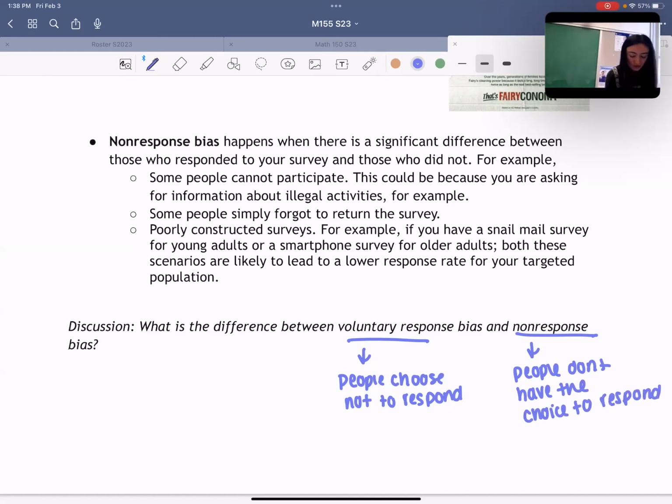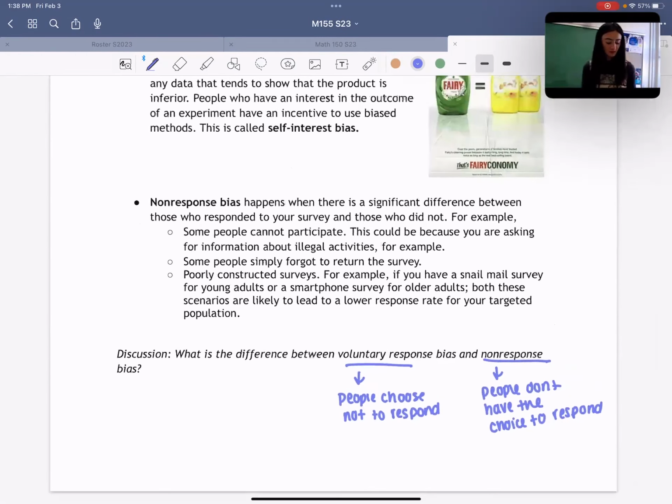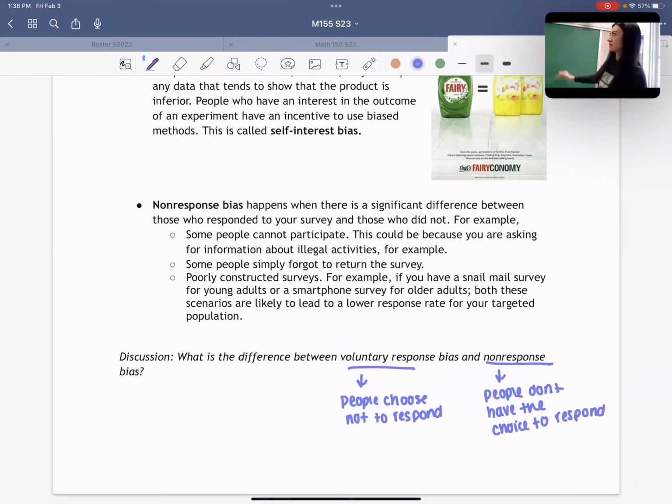Okay, so they both involve people not responding, but with non-response, people don't have the choice. All right. Any questions on these three types of bias? All right, we're going to talk about three more. They're a little bit different.